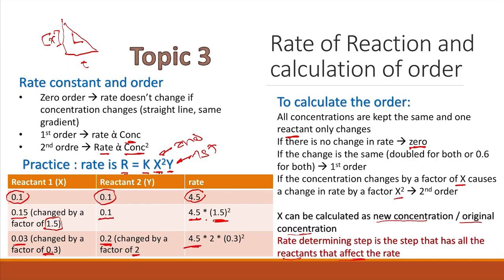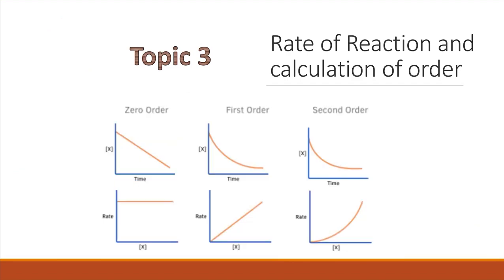Now we have the original rate, and then we multiply this by 2 because this is first order in relation to Y. So you first multiply it by 2, because this changed by a factor of 2. So you multiply it by the same factor. And then you multiply it by the square of the change of the factor of the one which has the second order. So this is 0.3, so we multiply it as well by 0.3 squared. This is how you find the rate with the changing concentration.